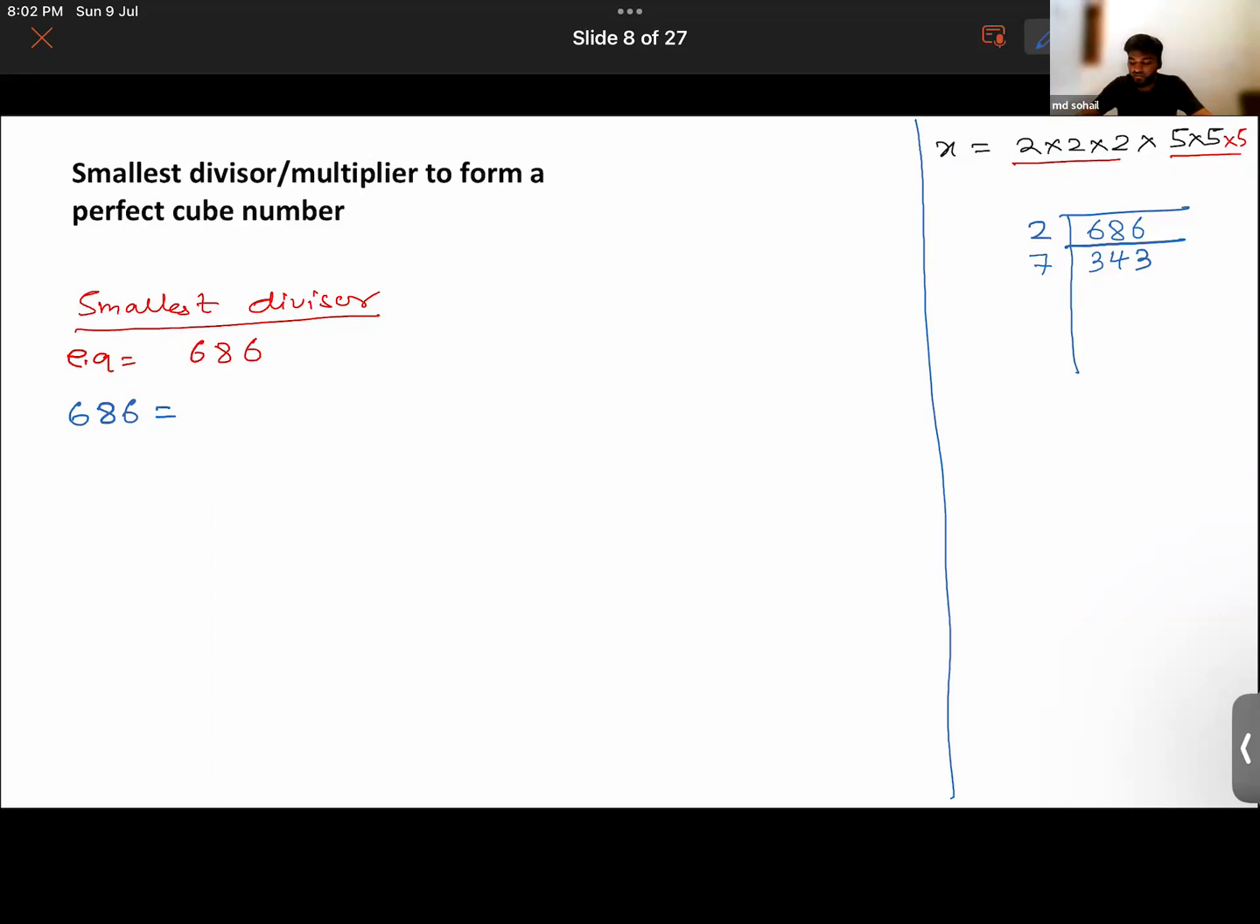Okay. Now, what is the prime factorization of the number 686? Yes, I'm still solving. Okay, okay. So just need to divide the number 343 by 7. Just simply divide it. It should not take too much time.